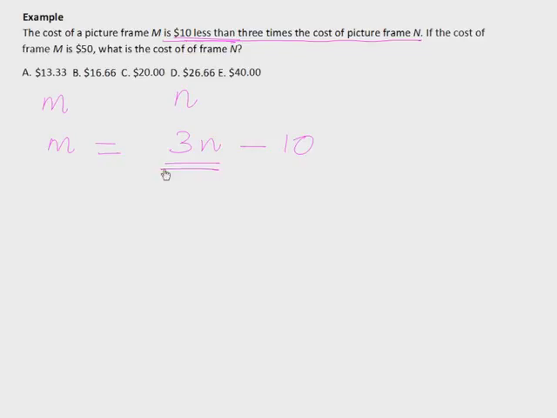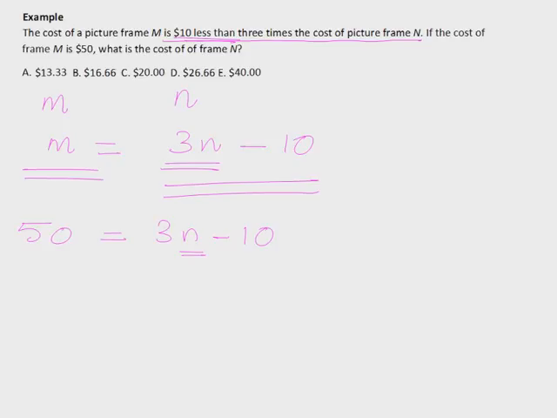So I get a 3n and then I get a 3n minus 10. And this expression is the cost of picture frame M, so it's equal to M. Then if the cost of frame M is 50, great. So if M is 50, we have our equation. What is the cost of frame N? That means what is N? Now it's easy enough to solve.